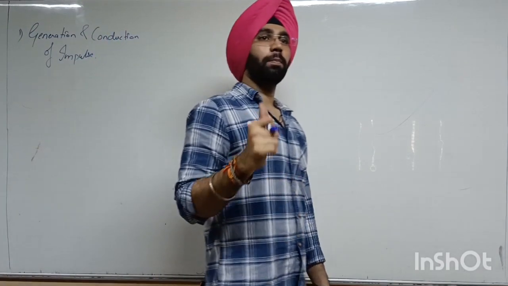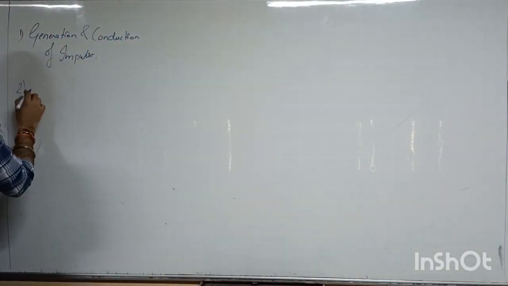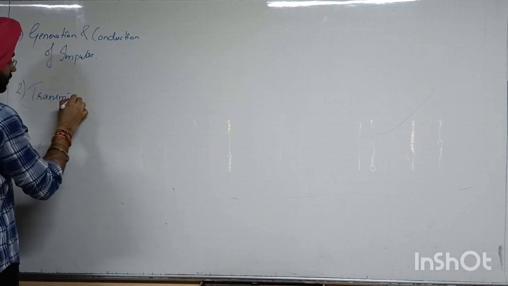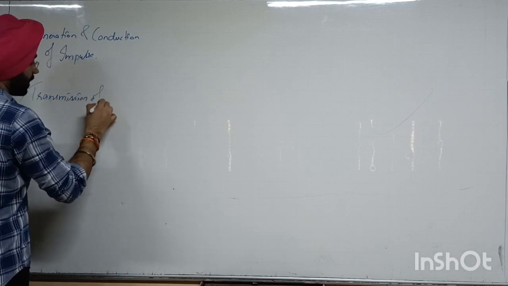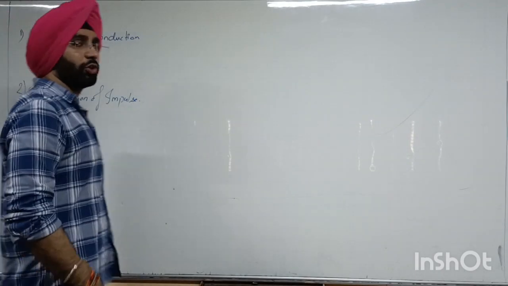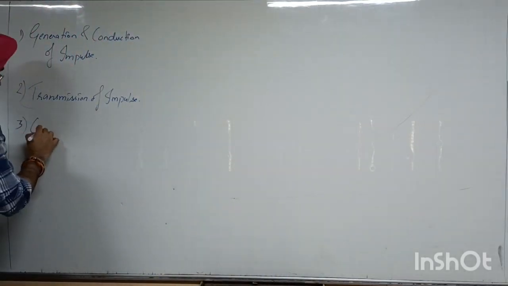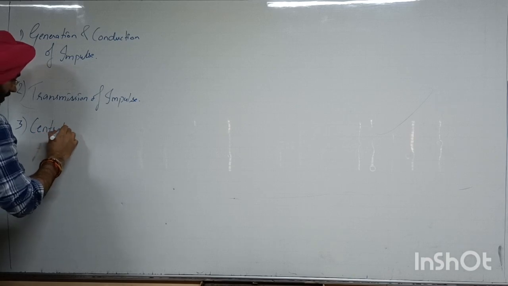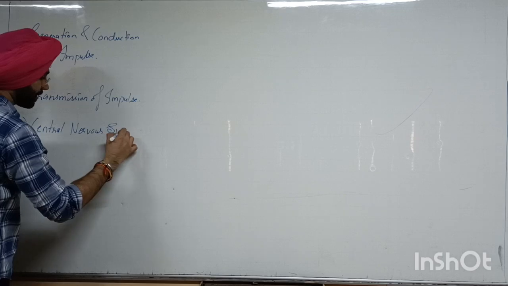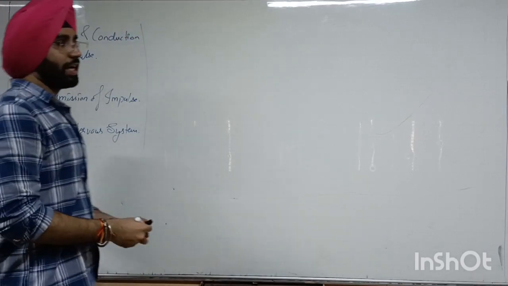So today we are going to complete this topic first, and after that the next topic we are going to cover is the transmission of impulse. And the last topic we are going to cover of this chapter is the central nervous system. So these three topics we are going to cover in today's lecture. So let's dive into it.